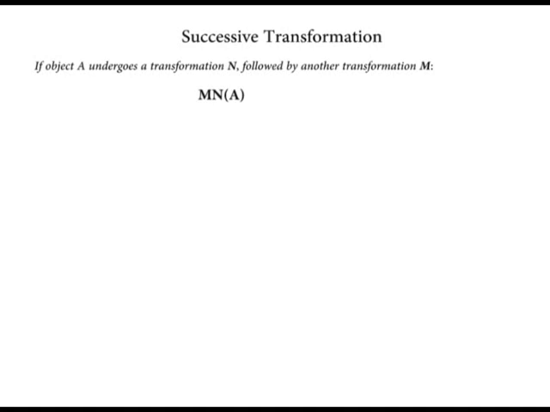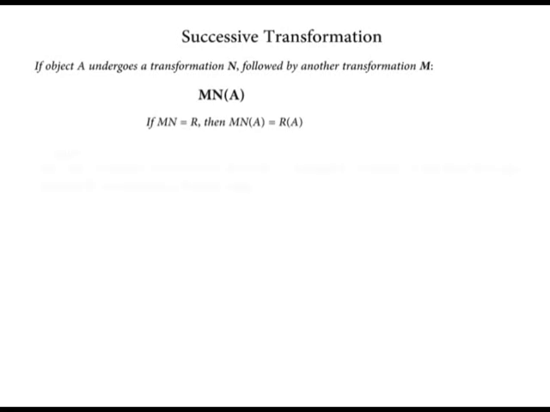In fact, we can have a single matrix for both M and N by first multiplying them together. The resulting matrix R is then multiplied with the object. So given MNA, if MN is equal to R, then MNA is equal to RA.